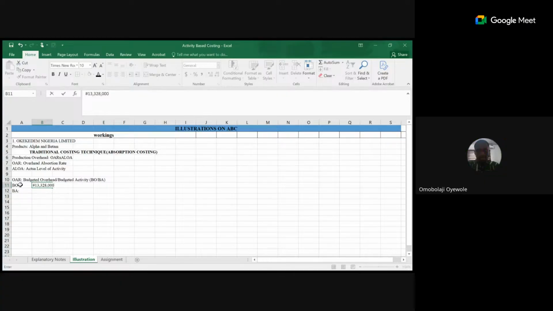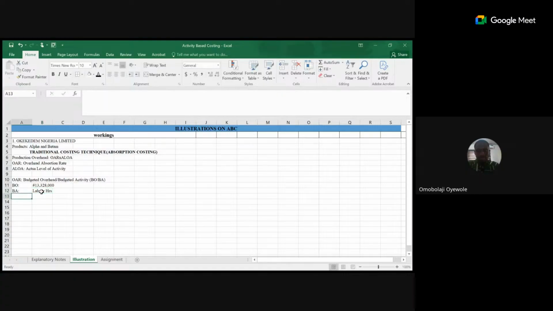So the next thing, after we have calculated that 13,328,000, is to calculate our budgeted activity. How are we going to calculate it? Remember that your budgeted activity will be based on your budget, and for the traditional absorption costing technique, our budgeted activity will be based on labor hours. So let's look at it.